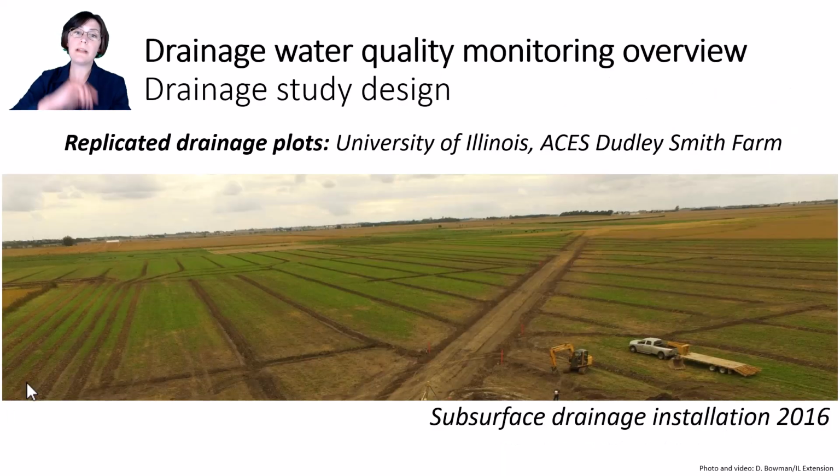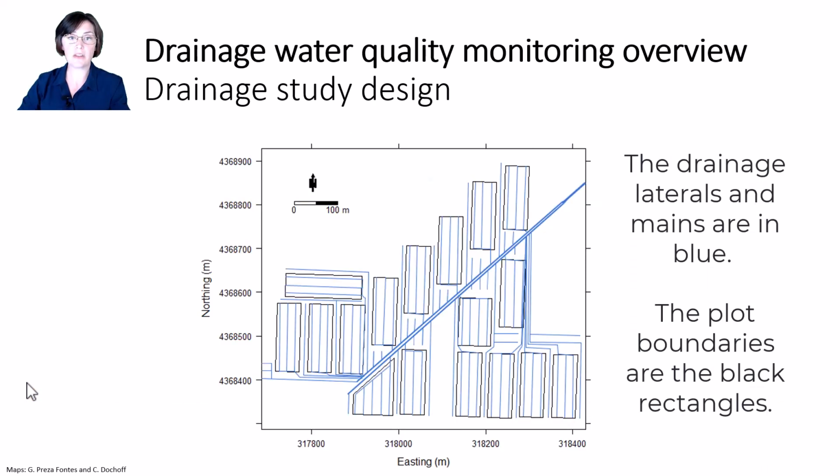And I would be remiss if I didn't show you a replicated plot site in Illinois that I have been involved with. The Dudley Smith Farm in Christian County, Illinois has 16 individually drained 2-acre plots. These are relatively large drainage plots where each plot has 3 lateral drain lines in it. The drainage laterals are spaced every 60 feet based on a 3/8 inch per day drainage coefficient.